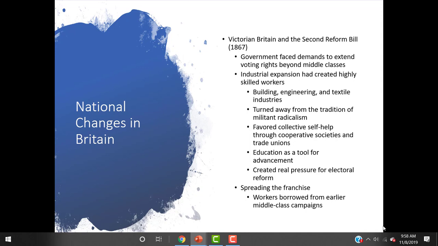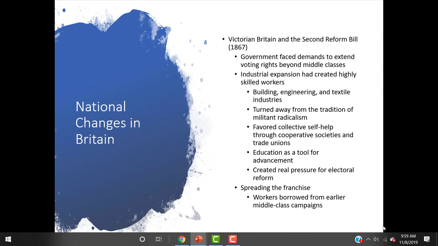So what's going on across the channel? Victorian Britain and the Second Reform Bill. We had that earlier reform bill, remember, where it gave more people in the countryside the vote? The government's beginning to face demands to extend voting rights beyond the middle class, because the industrial class is growing, and it's full of highly skilled laborers. They may not be property owners, but they're highly skilled and paid well. And there's building, and there's engineering, and there's textile industries growing.